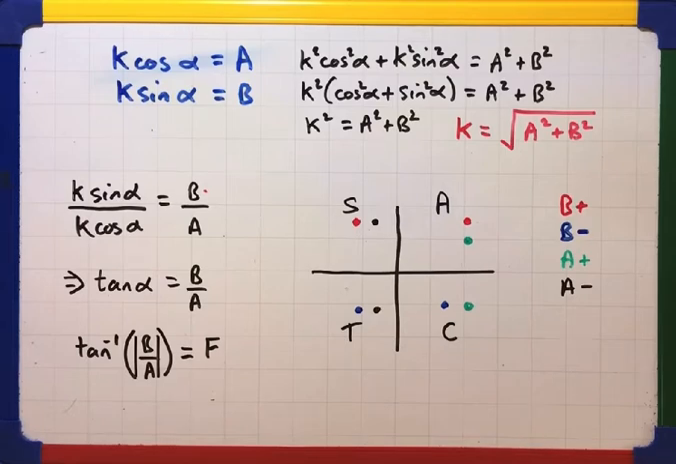Not two quadrants. I don't just know that tan is positive or negative. I know that sine is positive or negative and cosine is positive or negative, which enables me to narrow it down to one quadrant. Let's have a look at a couple of examples, and I think you'll find it'll make a lot more sense then.